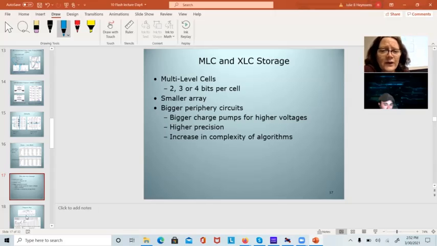With the multi-level cells, I get a smaller array because I have more bits per floating gate transistor. But I need bigger periphery circuits. I need charge pumps for higher voltages. I need higher precision on the programming. I'm also going to have slower programming times, and it's going to increase the complexity of the algorithms that have to be implemented by the onboard microprocessor. And you thought this was just going to be reading zeros and ones. There's a whole world inside of here.